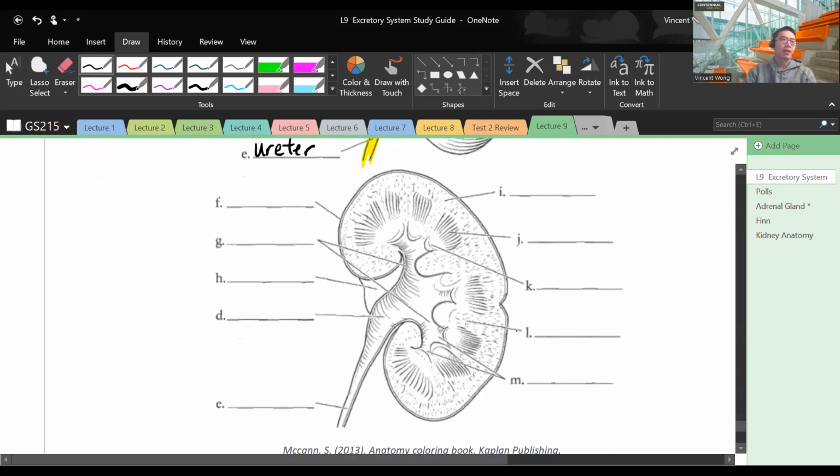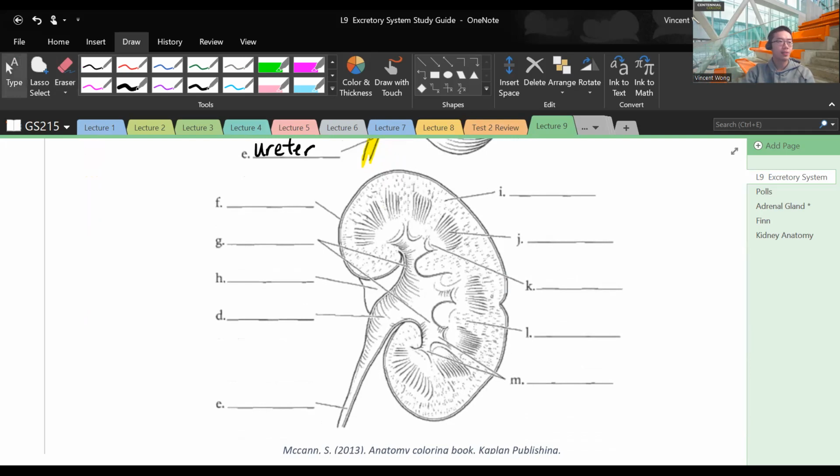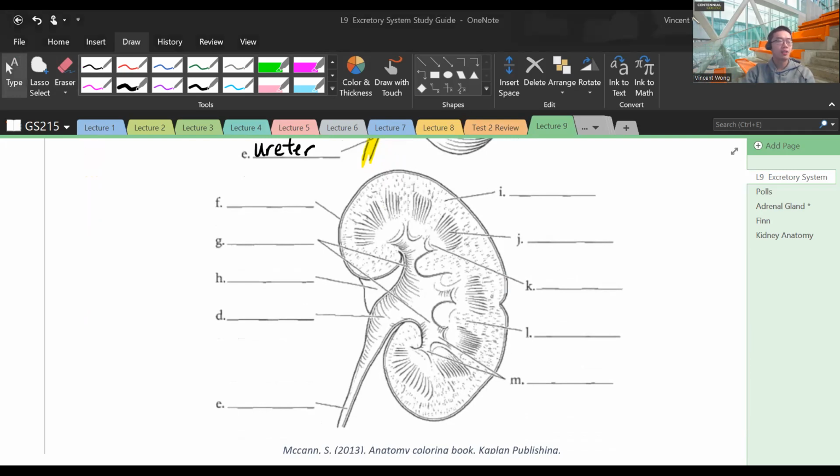All right. So here, find something that you can identify and then tell me what it is. Again, type it in the chat box. Just type like F and then the name that you think it is. Everybody should try to participate a little bit for this exercise.